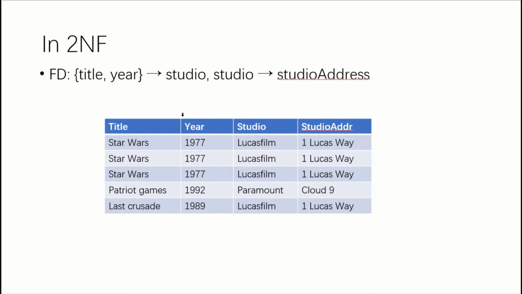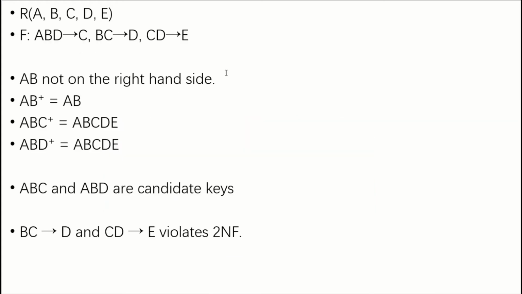Okay, this is the example that we did earlier. Let's look at this example. If I have a relation R(A, B, C, D, E), and AB implies D, BC implies D, CD implies E. We find that AB is not on the right hand side, so we find the closure of AB. The closure of AB is just AB, so it will not be a candidate key.